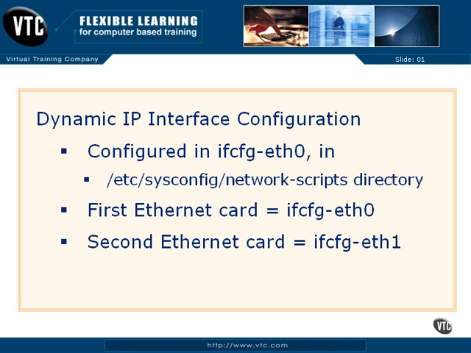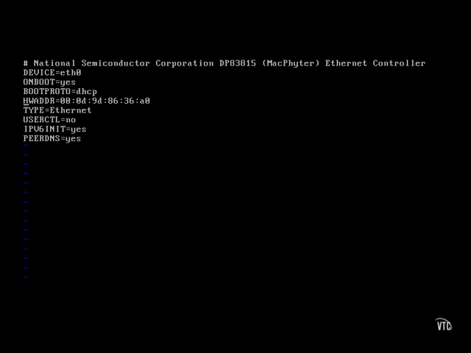If you're configuring the first Ethernet card, the configuration file is ifcfg-eth0. Other network cards would have slightly different names. For example, the second Ethernet card would be ifcfg-eth1. The first telephone modem would be ifcfg-ppp0. Now let's look at this configuration file and its various directives.